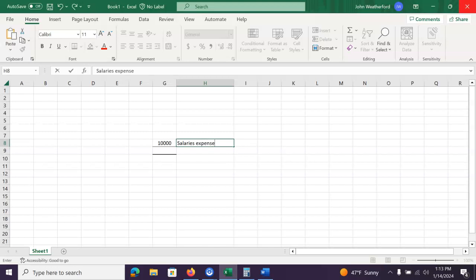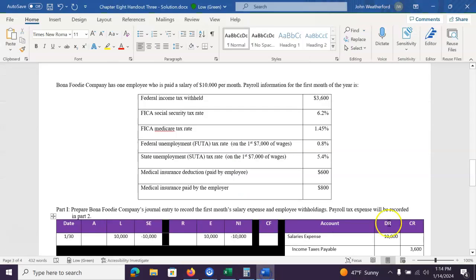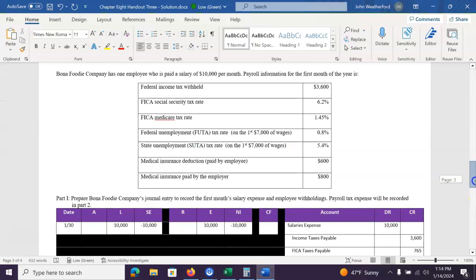Salaries expense, and we're going to multiply that times 0.0765. That's 765, of course, and that's FICA taxes payable. Okay, so that's our next amount here. FICA taxes payable, 765.